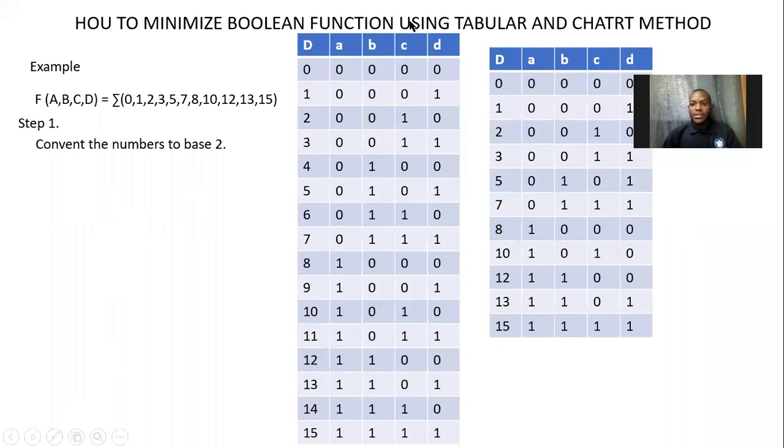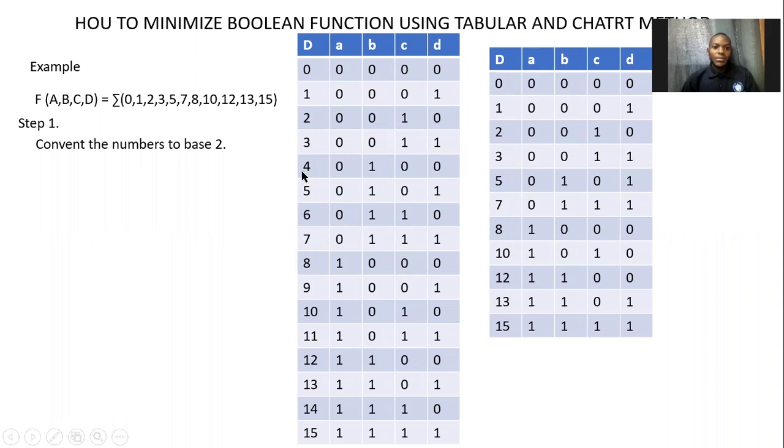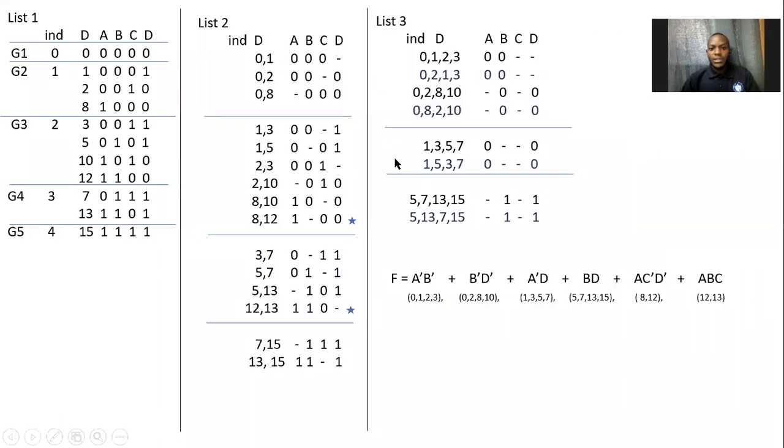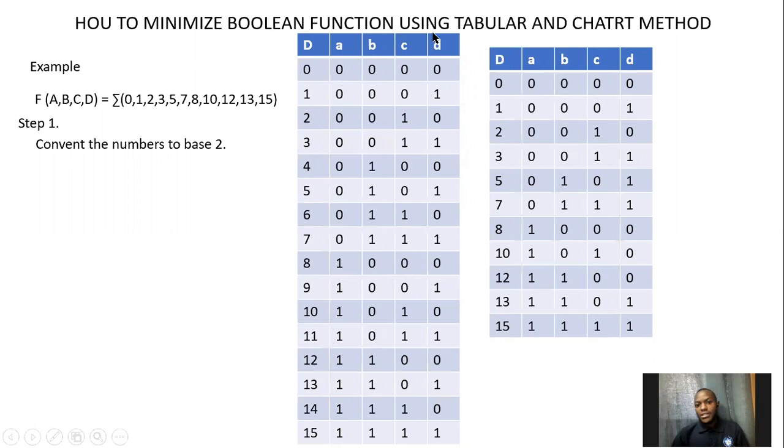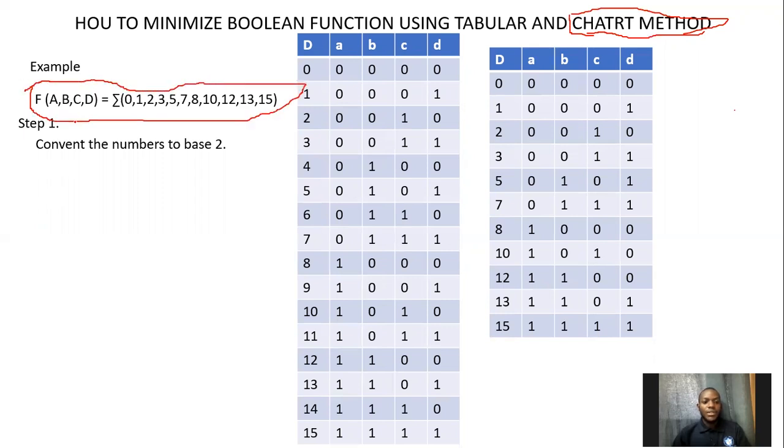So we've got this question, which we'll be looking at how to minimize a boolean function using the tabular method and the chart method. My interest is in using the chart method. This is where my area of interest is. So looking at our question, we have this function for which we need to reduce it using the chart method.